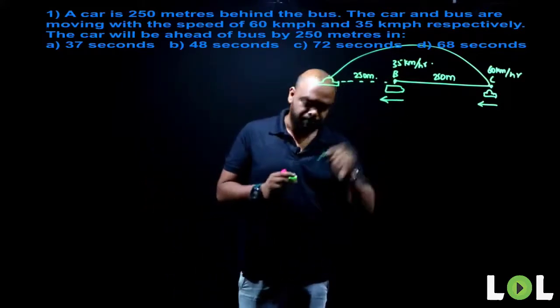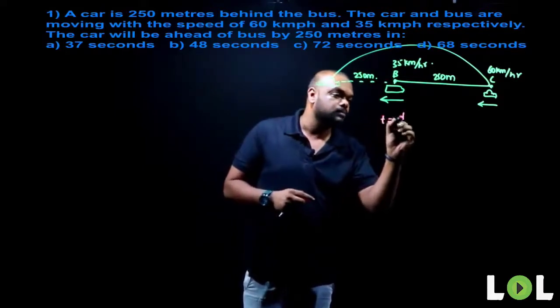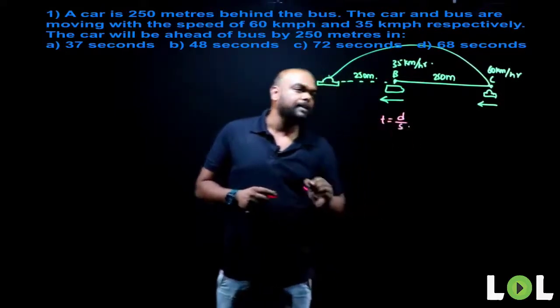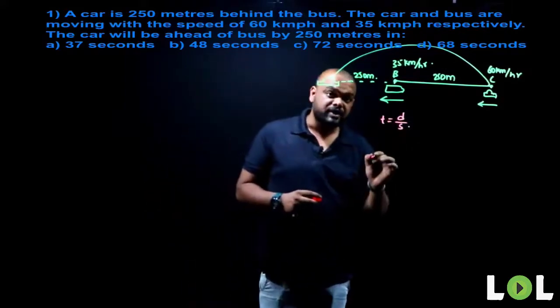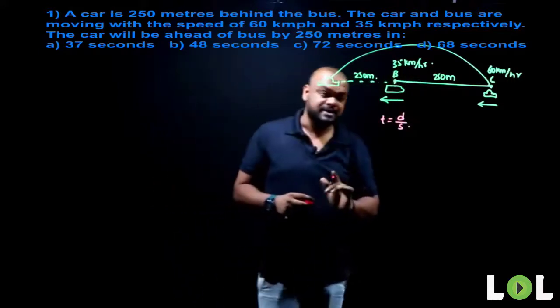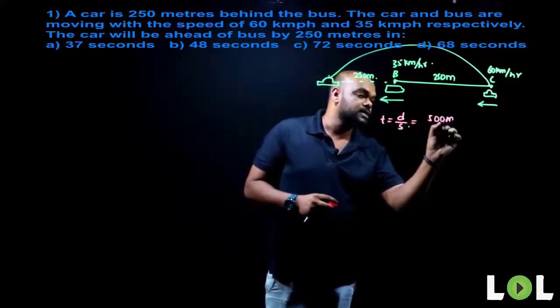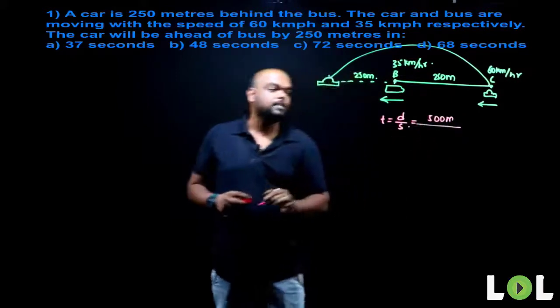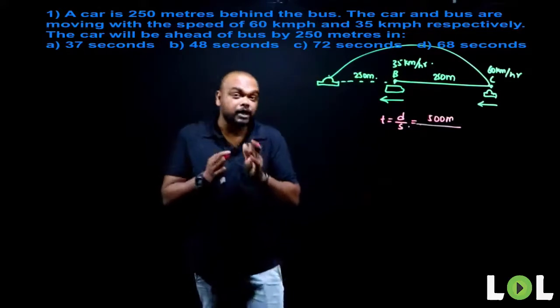I want the time. How do we calculate time? Time is distance by speed. Now observe. What is the distance between them? Originally 250 meters, and an extra 250 meters should be the extra distance. So altogether 500 meters is the distance divided by speed. Now observe carefully. There are two speeds here. Which speed should we consider?